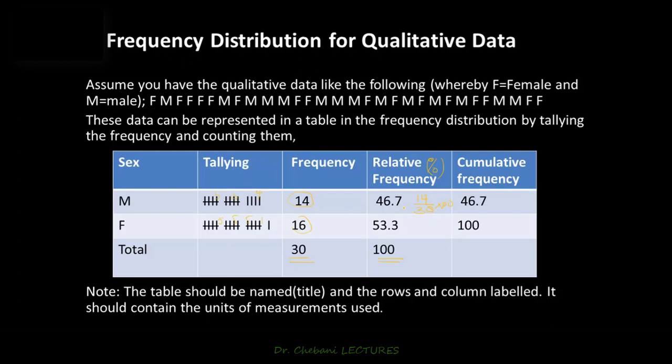Okay. And now for the cumulative frequency, remember for cumulative frequencies, you have to add cumulatively the previous group to get the next cumulative frequency. What that means is the first cumulative frequency here would be 46.7. And then since we have to add the successive relative frequencies in order to get the next cumulative frequency, this one here, we add the next relative frequency. And if we add this to that, 46.7 plus 53.3, it gives us 100%. So that's the cumulative frequency.